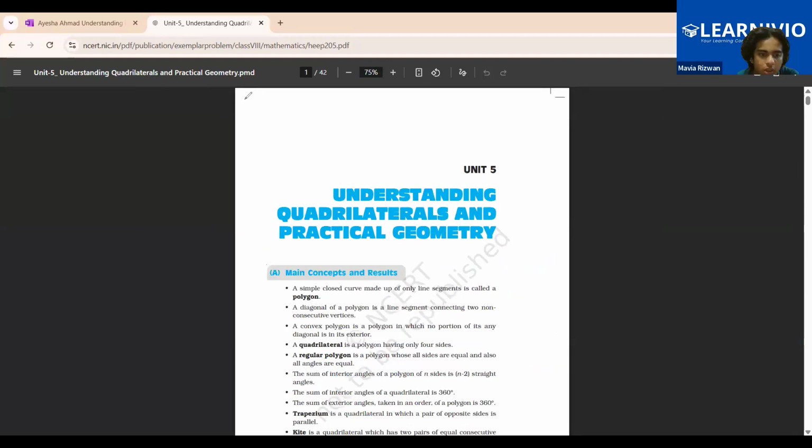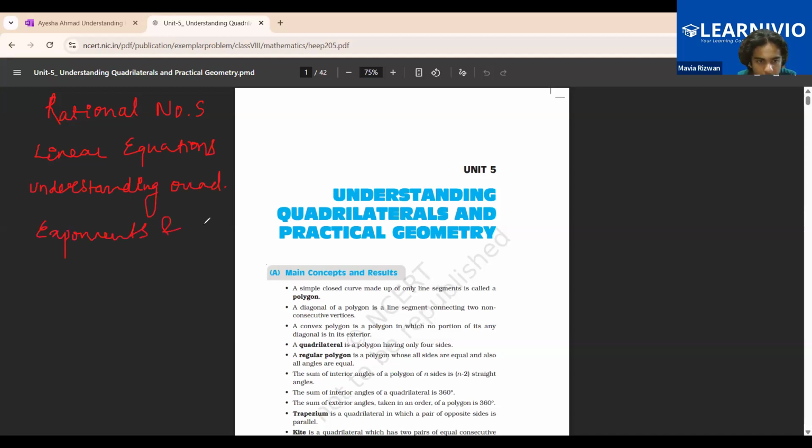Yeah, guys, we have done rational numbers. We have done linear equations. We have done understanding quadrilaterals. We have done exponents and powers. We have done direct and inverse proportion.